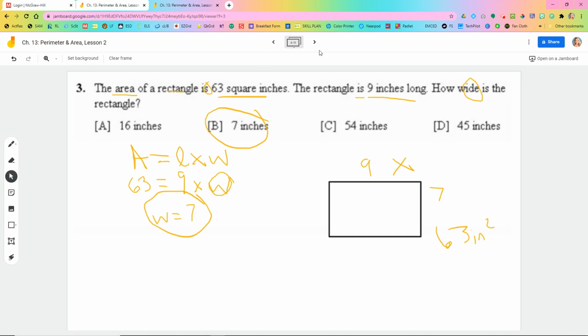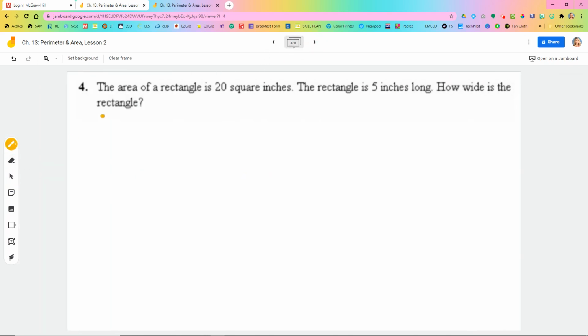All right, last one we're going to look at. The area of a rectangle is 20 square inches. The rectangle is 5 inches long. How wide is the rectangle? So we start out with area because that's what it gives me. I plug in what I know. I know that my area is 20. I know that my length is 5.